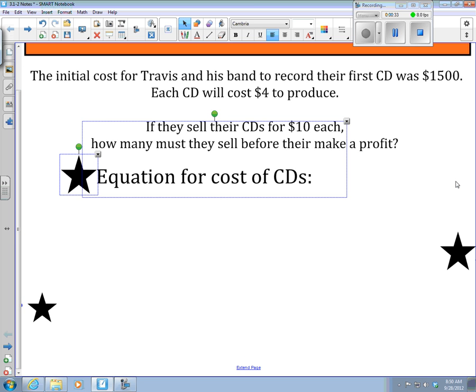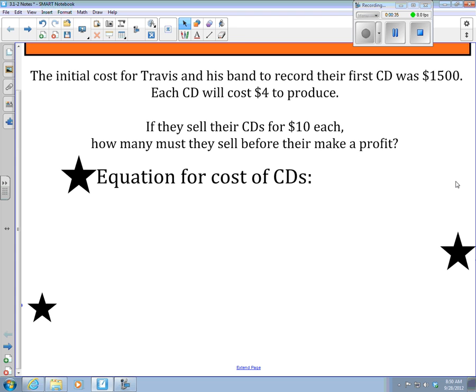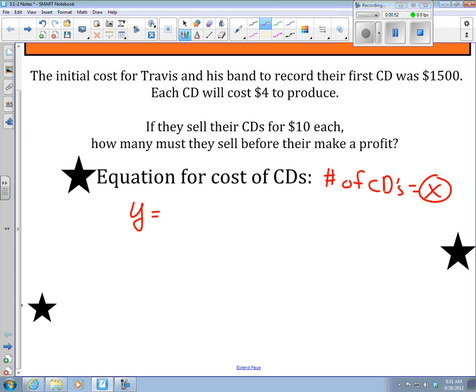So first of all, find the equation for the cost of the CDs. Let's say the number of CDs is going to equal X. That's our variable. The equation for cost, we'll say Y is the total cost. Each CD made is going to cost $4, so that's 4X, 4 times X, and it was an initial fee of $1,500. So the cost to make CDs is Y equals 4X plus 1,500.